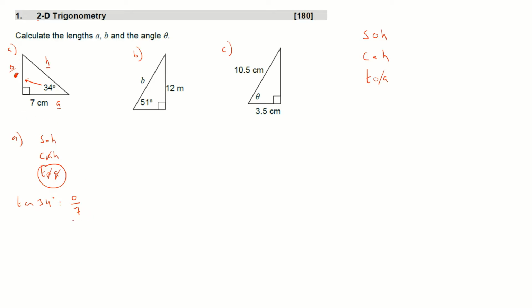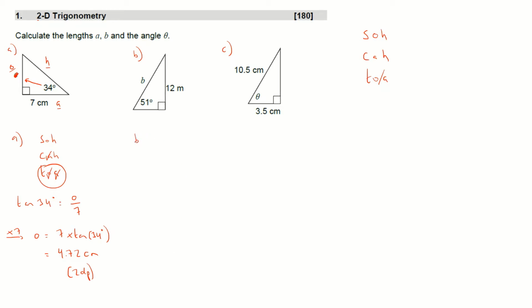You could work out tan 34 on the calculator, but the quickest way to solve this is to just multiply it by 7 to get rid of the 7. So you're going to get 7 times tan 34. I'll put it in brackets because it's good style. If you do 7 times tan 34, you get 4.72 centimeters, 2 decimal places.